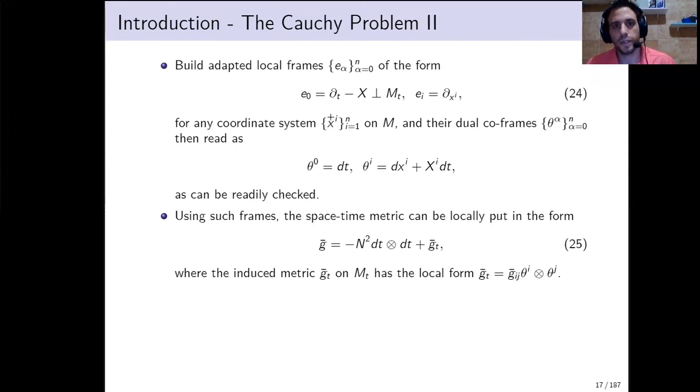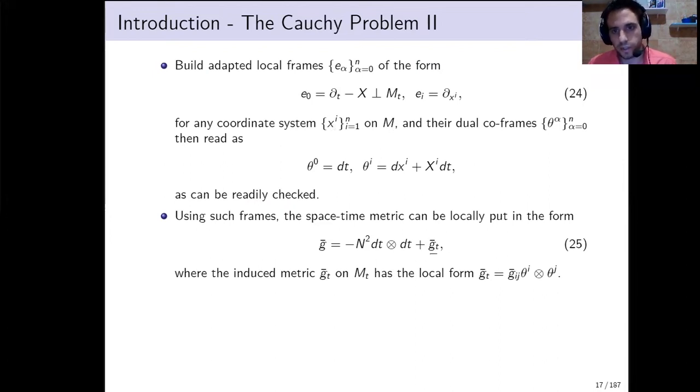And using these constructions of lapse and shifts, one can build adapted local frames that have this special form here, where these coordinates are adapted coordinates to our Cauchy surface M. And the dual co-frames can be checked to have this form here. And using this kind of adapted frames, one can write the spacetime metric in this form, which is especially well suited for our purposes, okay?